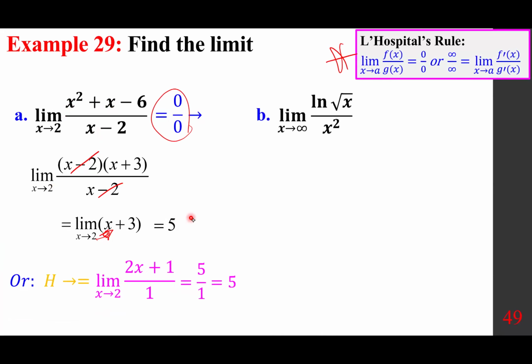Limit of ln of square root of x over x squared. I hope you realize this is ln of infinity, which is infinity. This is infinity squared, which is infinity. So you have infinity over infinity. Therefore, we are going to use L'Hopital's rule.